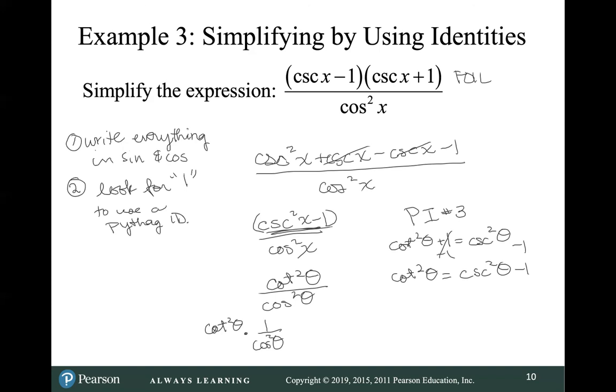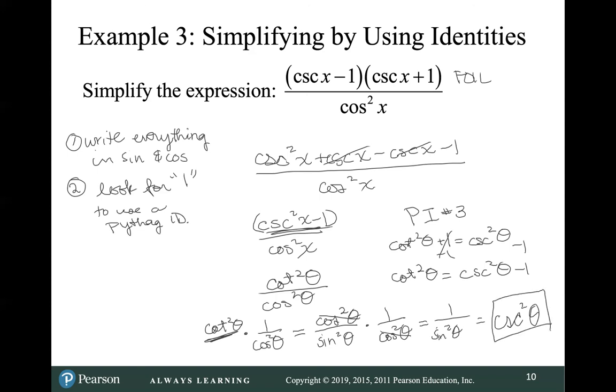So what I'm going to do is I'm going to rewrite cotangent. Cotangent is cosine squared theta divided by sine squared theta. So I replaced cotangent times 1 divided by cosine squared theta. Now, luckily, those cosines cancel out, and we get 1 divided by sine squared of theta. We know that the reciprocal of sine is cosecant, so we get cosecant squared theta. I have it written as a single trigonometric function, so I can't simplify any further.